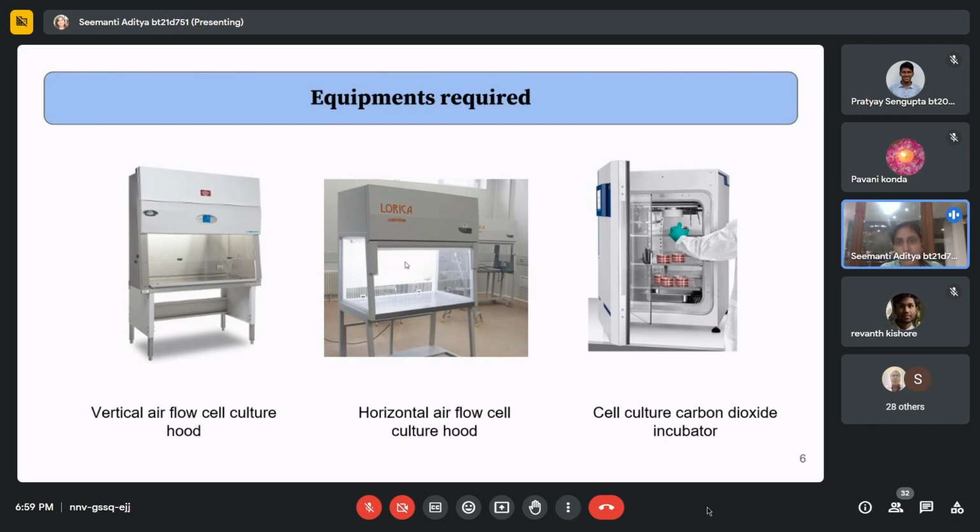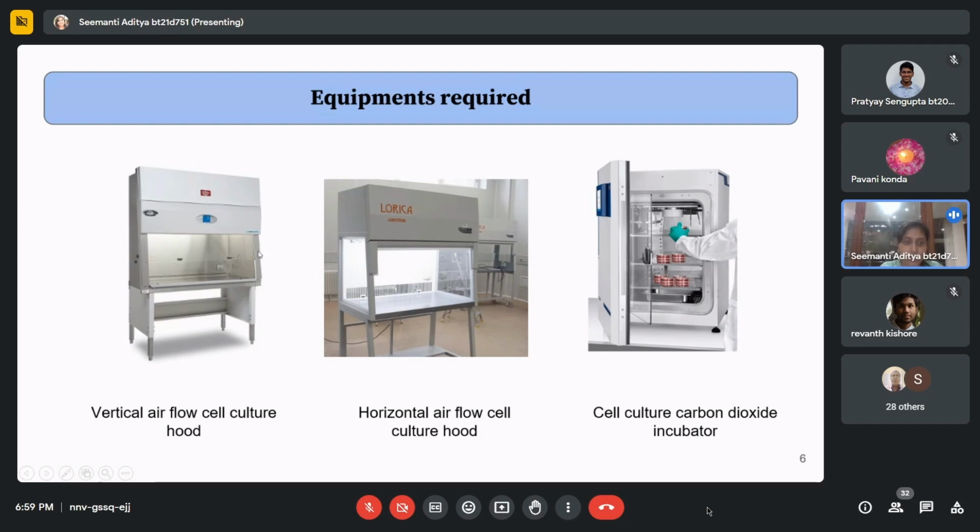Horizontal hoods are generally used for bacterial cell culture, because they are better for bacterial work. Also, if the HEPA filter is in this part, you cannot actually keep anything here. Many times we try to keep tip boxes, tubes, a stand or pipette holder, a lot of things inside the hood for working. We cannot keep anything here because it will block the way of the air. So everything has to be kept in this portion of the hood.